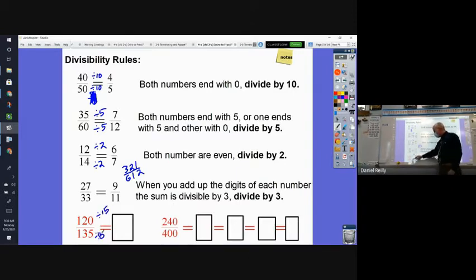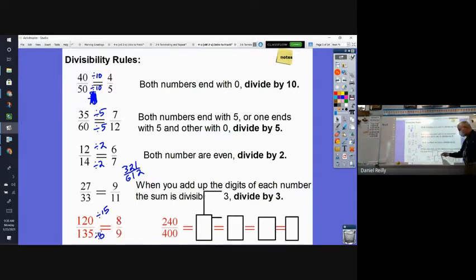But anyway, there's the problem with simplifying fractions: a calculator doesn't always help you. Okay? Doesn't always help you. You have to know what numbers to divide by, and figuring that out can be a problem. All right, 240 over 400.